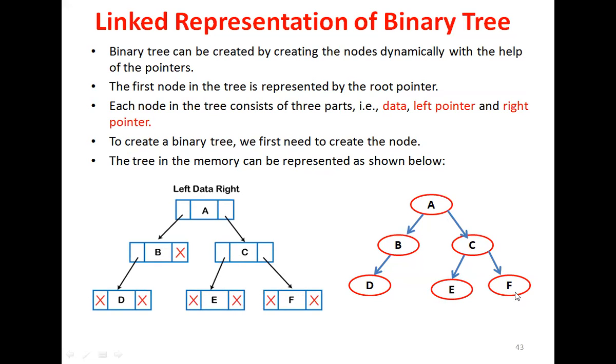Similarly, node F has no left child and no right child. So left pointer and right pointer value is null. Okay. So this is the linked list representation of binary tree. So this way, the binary tree is represented in the memory by using linked list, and it is otherwise known as linked representation of binary tree. Okay. So any question?